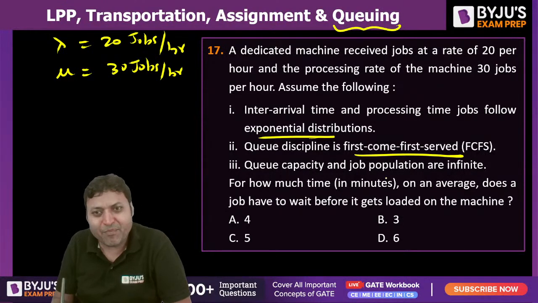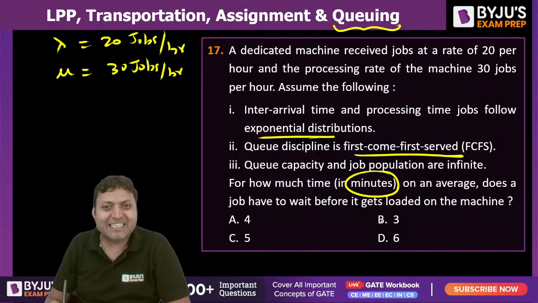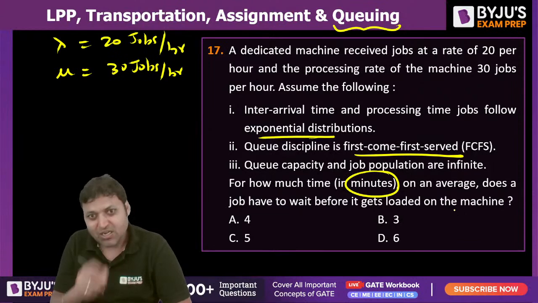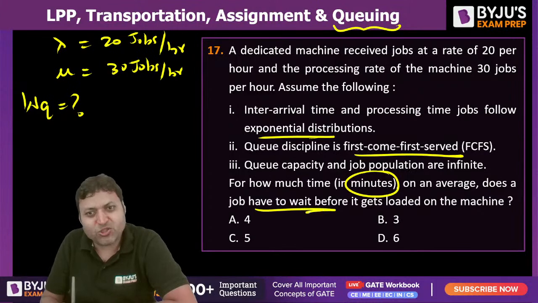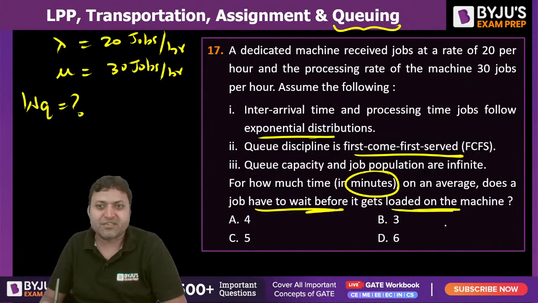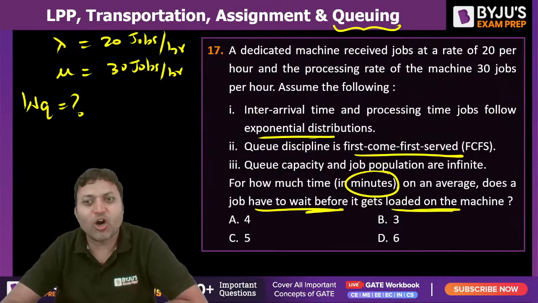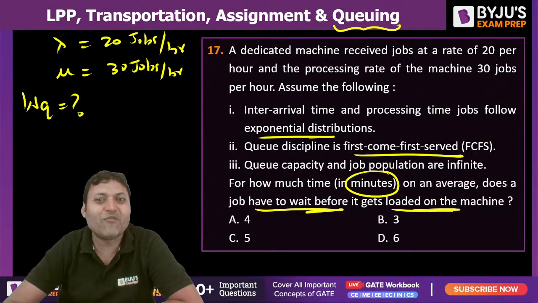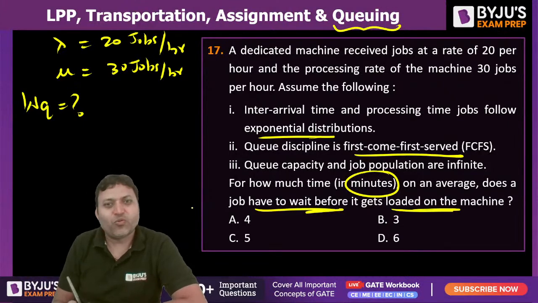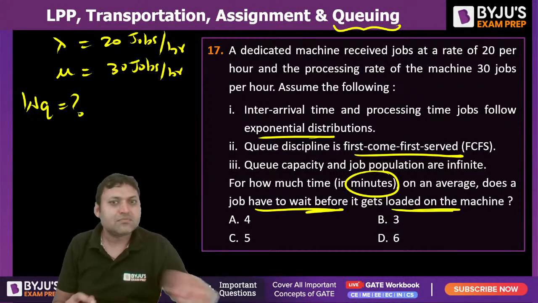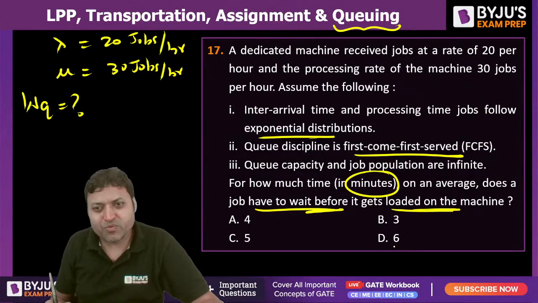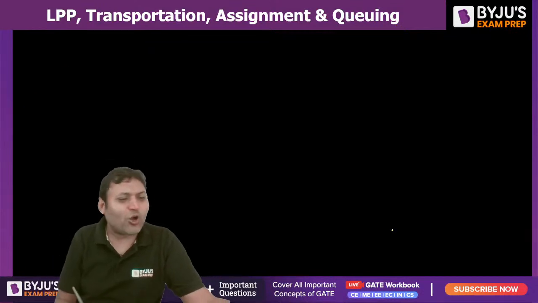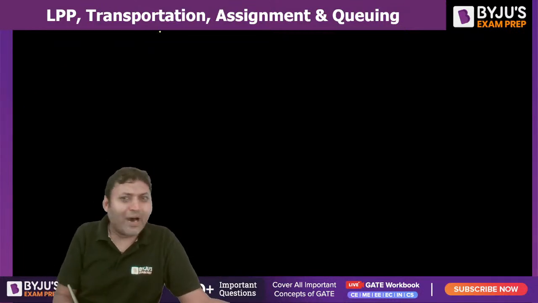For how much time in minutes, on an average, does a job have to wait before it gets loaded on the machine? So the waiting time in the queue needs to be calculated. When the turn of that particular job comes, how much is the waiting time in the queue? We need to calculate the waiting time in the queue. You should understand the basic formulas in the queuing model. One is Little's formula.